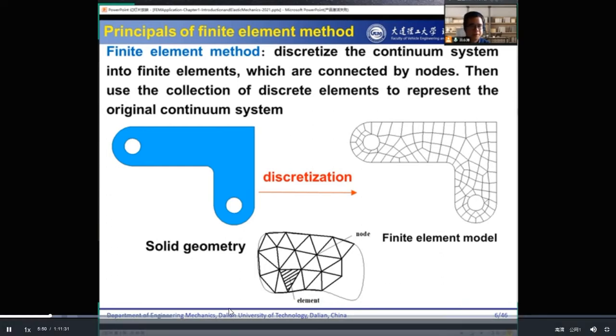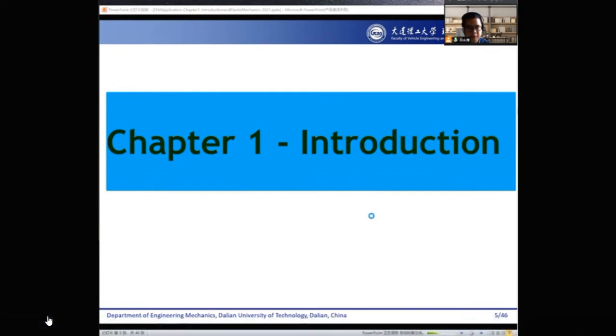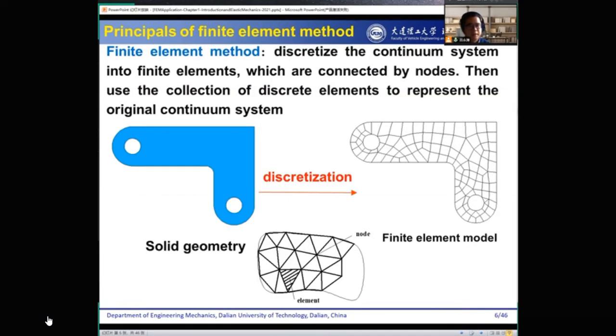The first concept is the finite element method, the introduction of the lecture. So you have some basic knowledge, and then you can step by step understand this lecture. First, some concepts. The first concept is the finite element method.